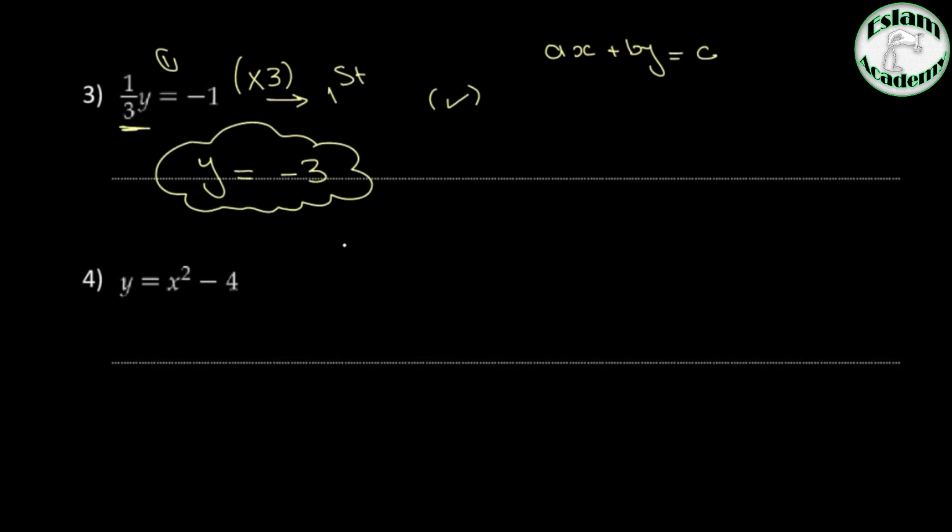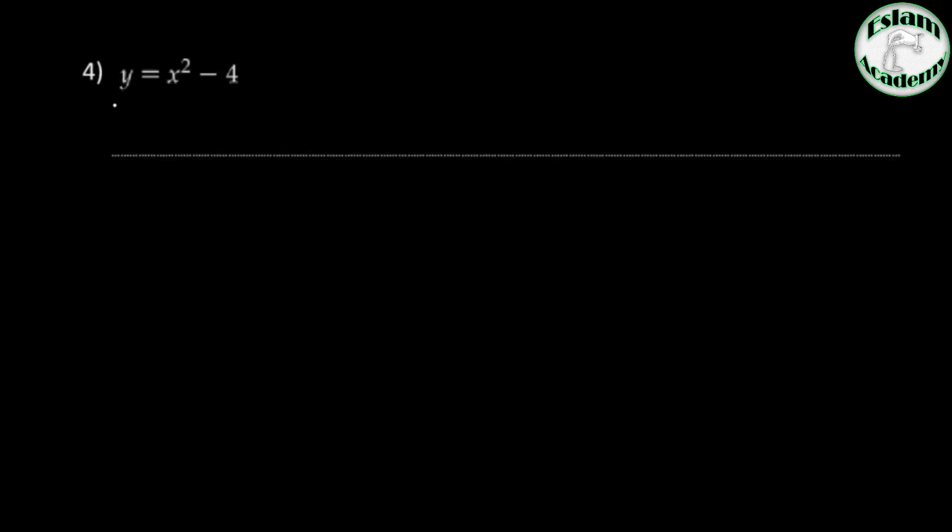So that is the equation in standard form. Number 4. y equals x to the power 2 minus 4. y is raised to the power 1, but we'll find that x is raised to the power 2. So this is an equation of the second degree. Because it's the second degree, it means it's not a linear equation.